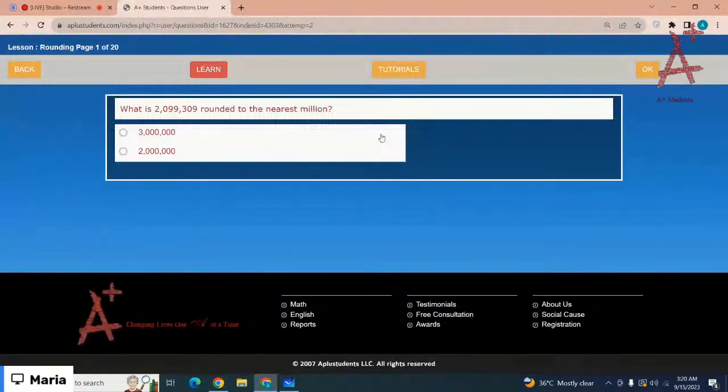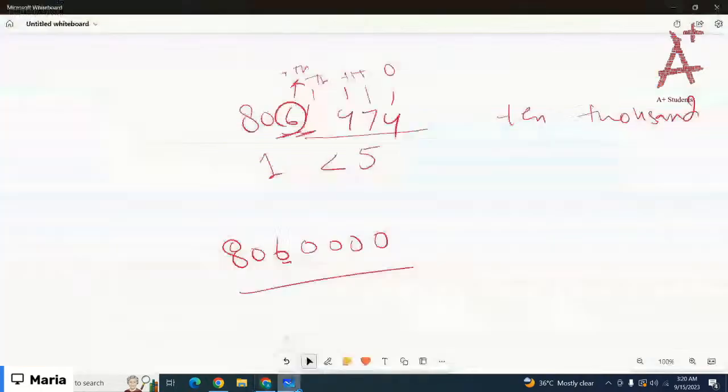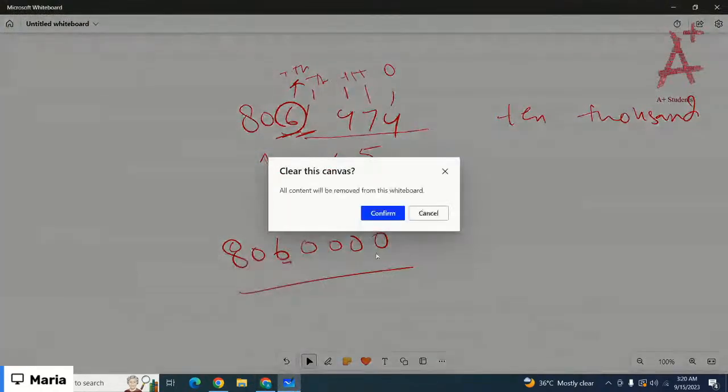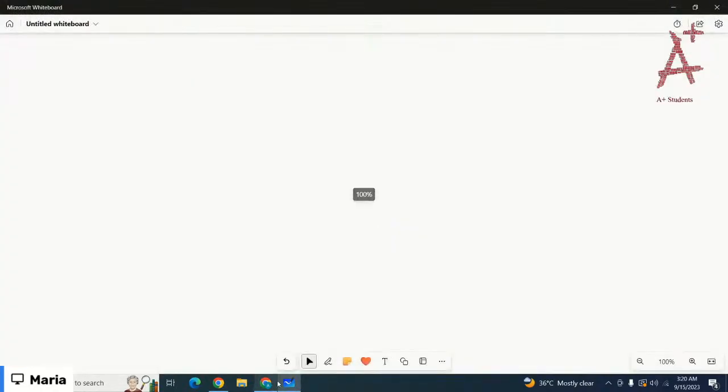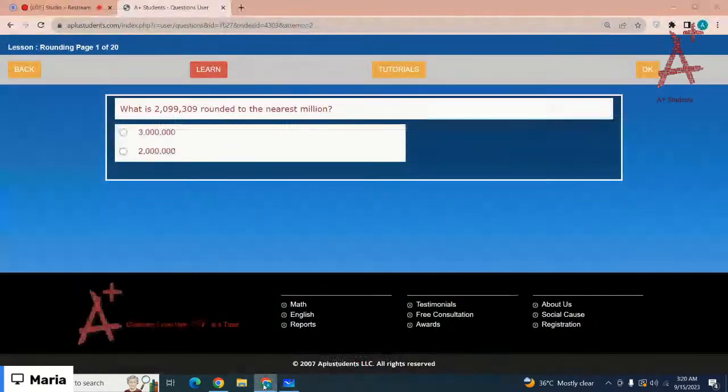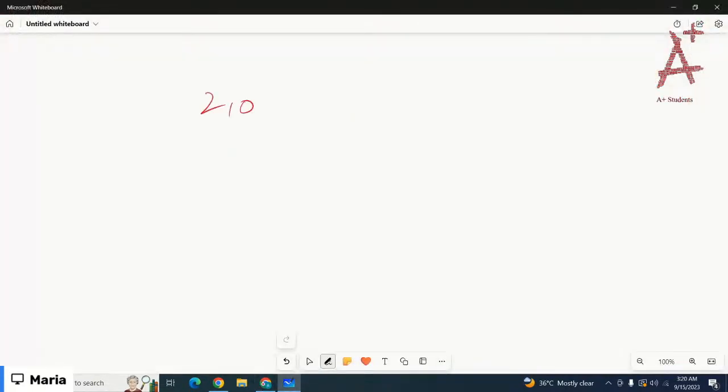Okay, what is 2,099,309 rounded to the nearest million? You have to round off this number to the nearest million, right? Let me just write it down on the board. That would be 2,099,309. Let's just find the digit that is at the millions position.